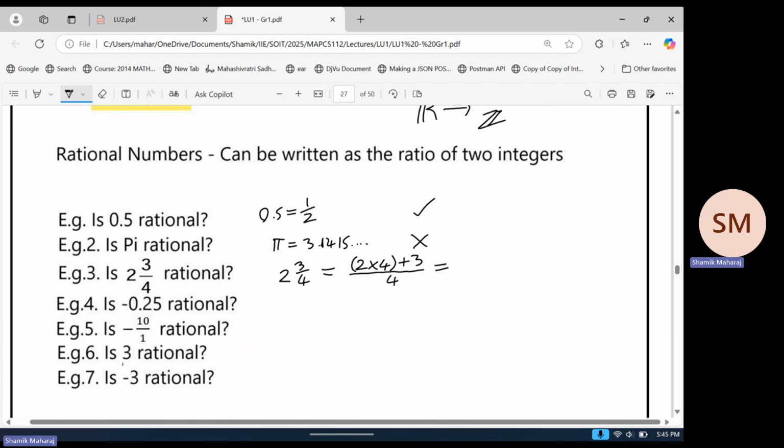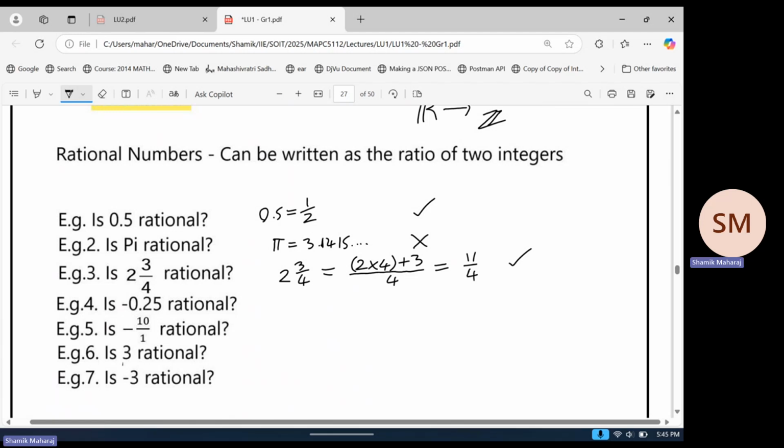So at the top here, we will get 8 plus 3, 8, 9, 10, 11 over 4. 11 is an integer, 4 is an integer, so this is integer over integer. So it satisfies our definition of a rational number, and we are happy with that. That is rational. Example 4, is negative 0.25 rational?